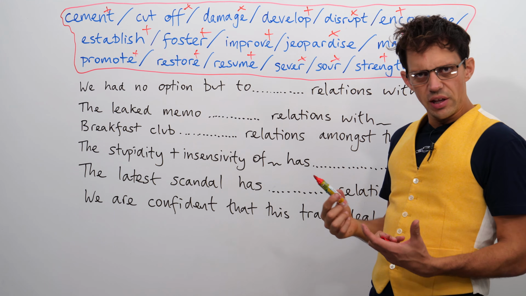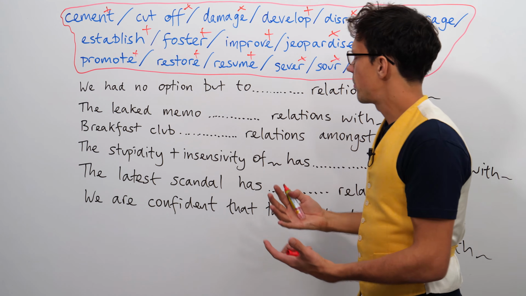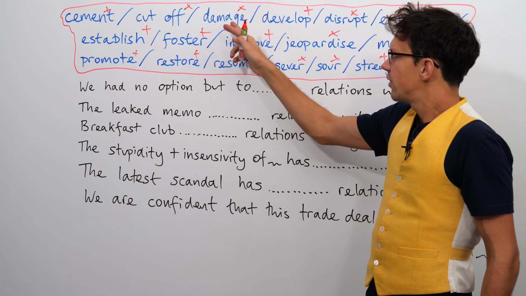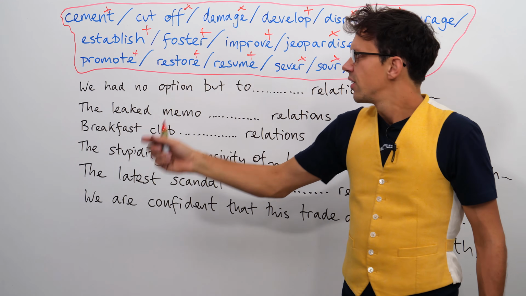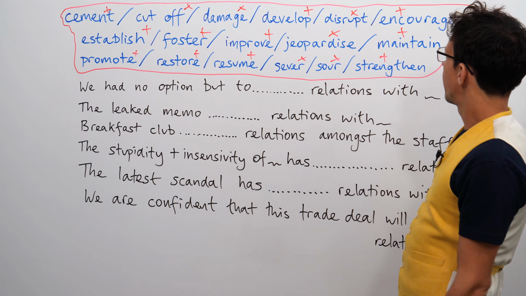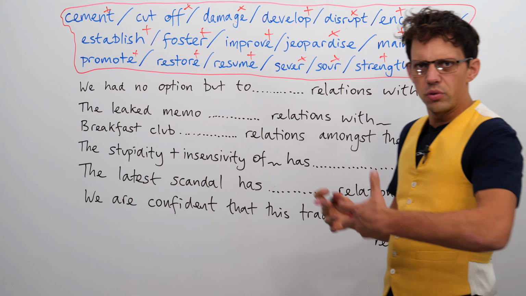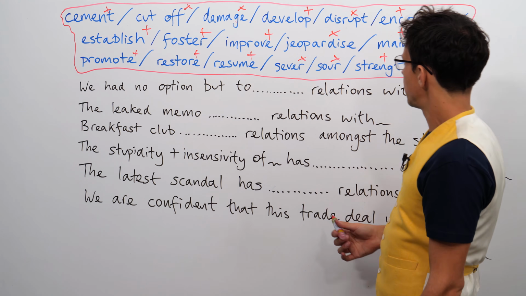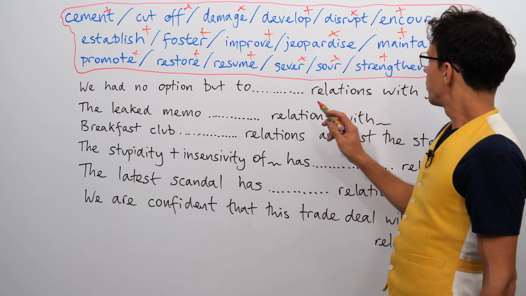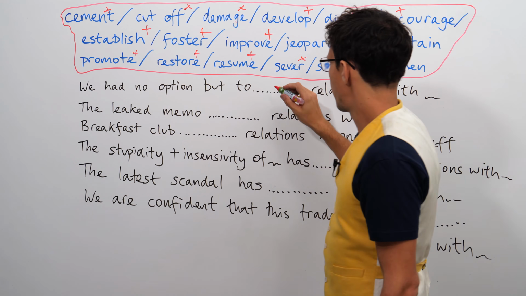Damage doesn't really work here because why would you damage something? You wouldn't decide to damage it, but you might decide to stop it. So cut off could work there. Again, this is a bit like damage. You wouldn't choose to disrupt, but you might choose to sever, again meaning to stop. So I would say sever or cut off could work here.